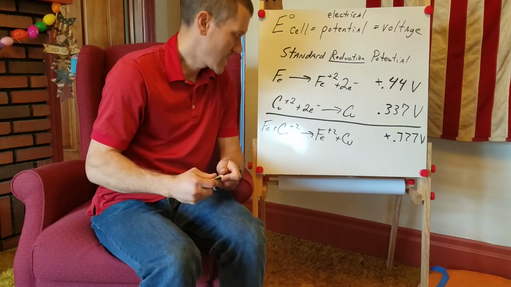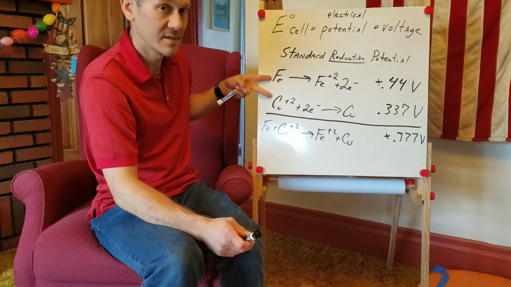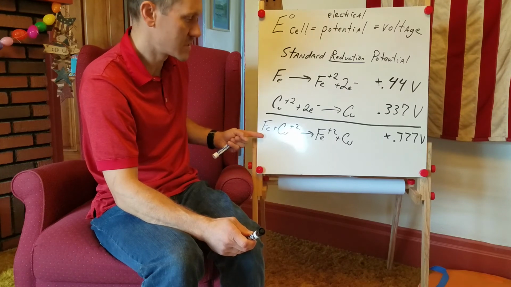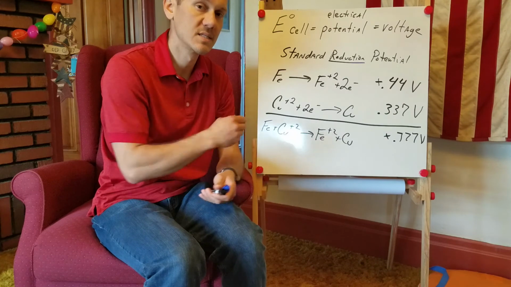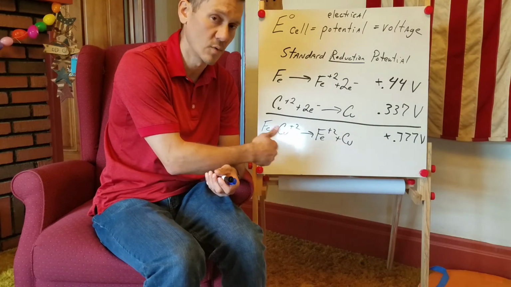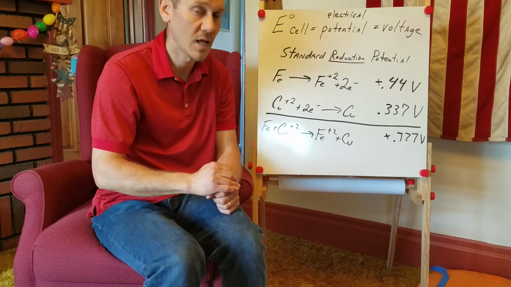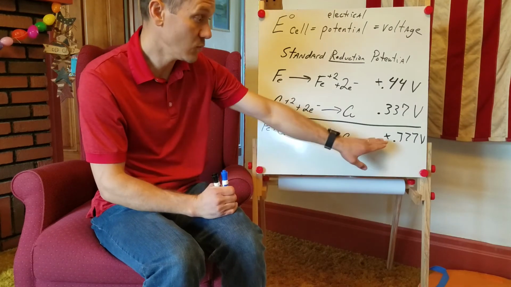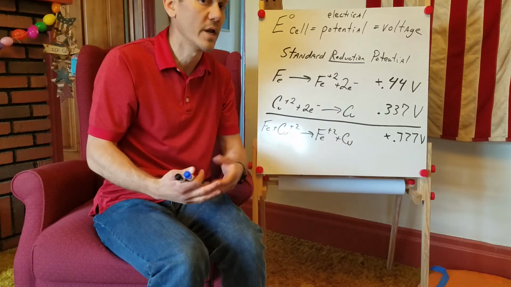In our overall reaction, the iron is being oxidized, the copper is being reduced. We write it as half reactions to make it look better, but this is the overall what's going on. Because it is positive, that means this reaction will happen spontaneously. It will happen without outside influences. We don't have to supply electricity for it to happen. It will supply 0.777 volts that we can use for whatever.